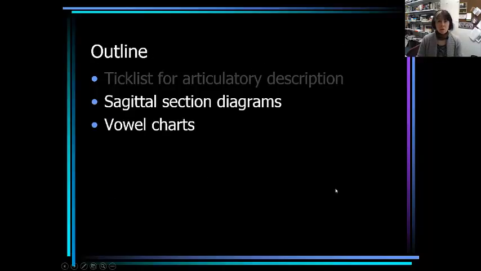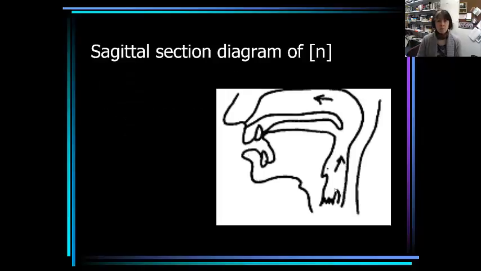So in this class what we're going to do is look at the two diagrams that you'll be expected to draw or otherwise produce for the articulatory description, and these are sagittal section diagrams and vowel charts. Let's start with the sagittal section diagram. A sagittal section diagram is basically a section through the head.